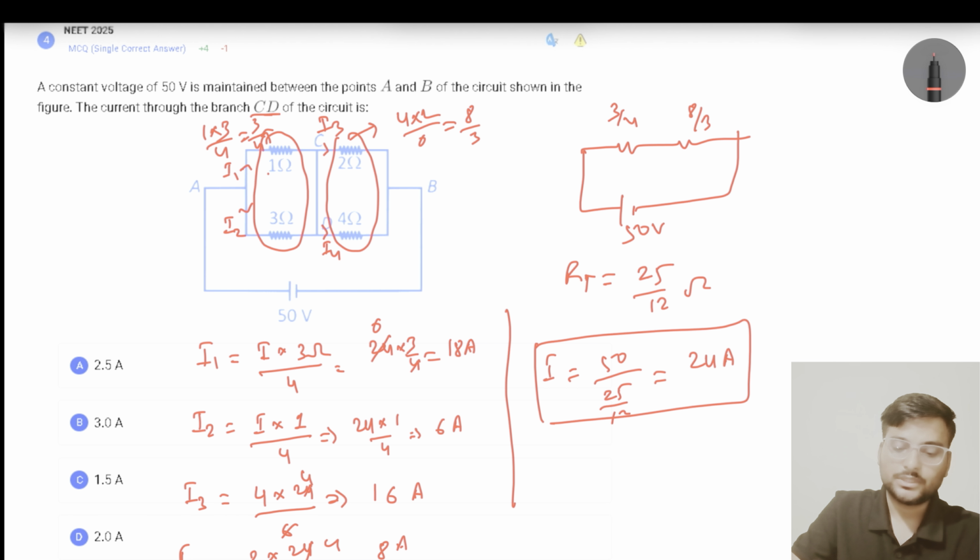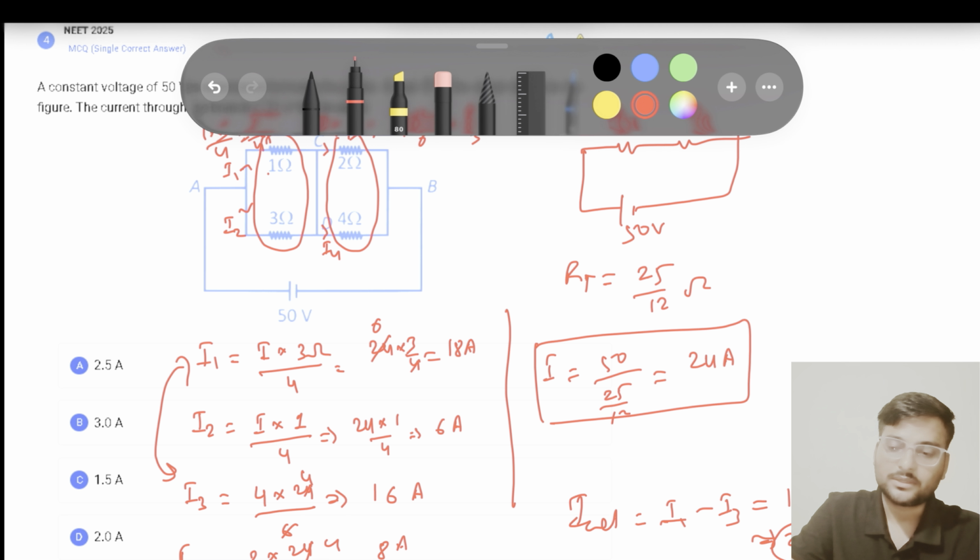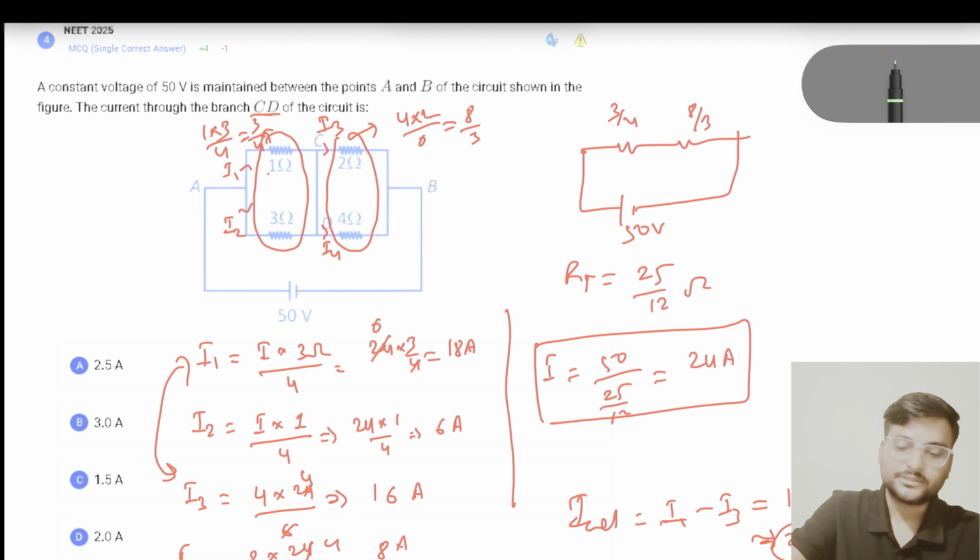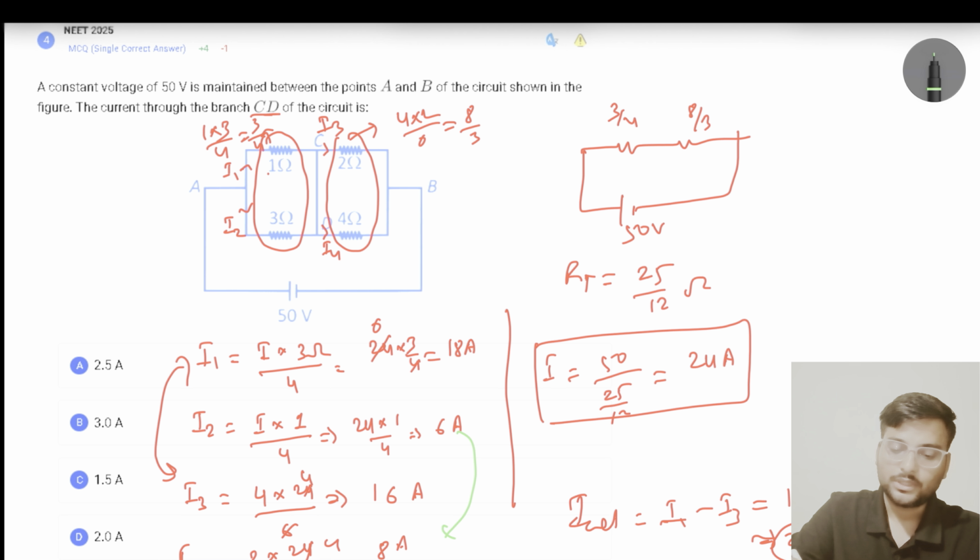So when we solve this, I1 and I3, I net is equal to how much? That is I1 minus I3, that is 18 minus 16, that is 2 ampere. You can apply any method here, you are getting the same value, either way you subtract this 2, that is 2 ampere. So current here is 2 ampere.